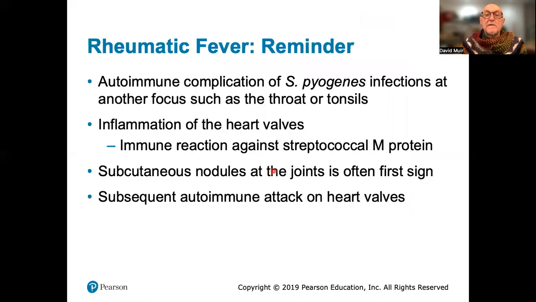So here is just a summary of what I've just told you about the dual nature of the streptococcal infection. There can be a toxic component, but then there's also this autoimmune component, which can cause problems.